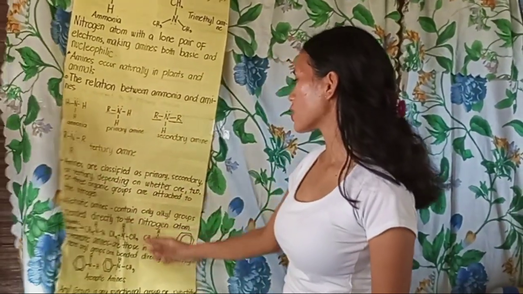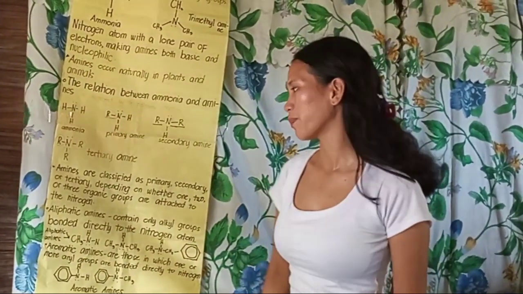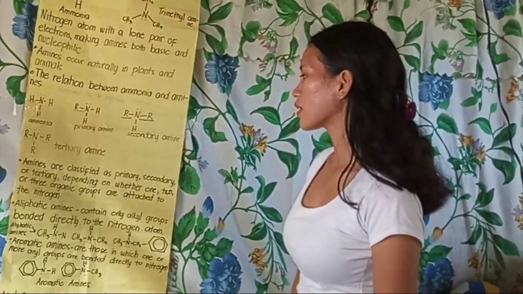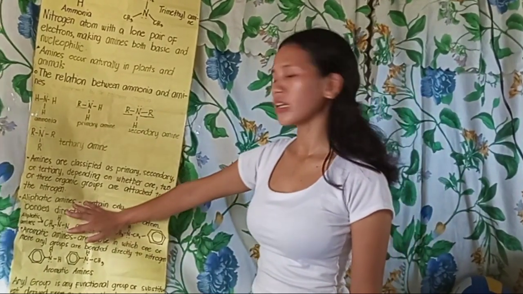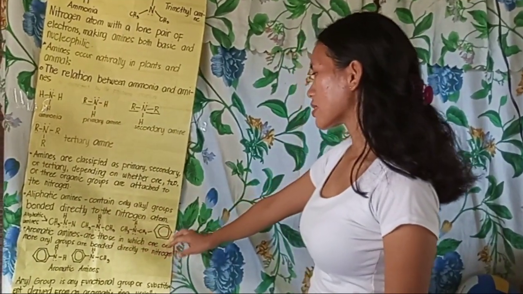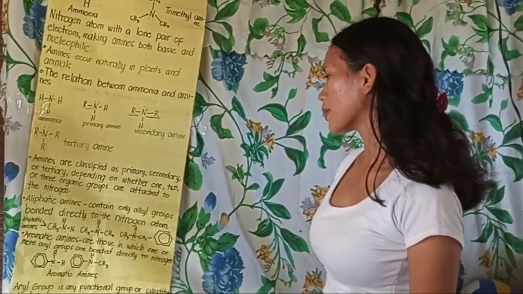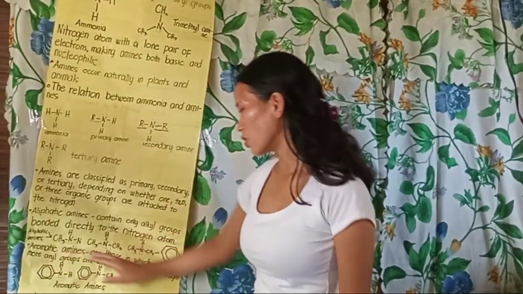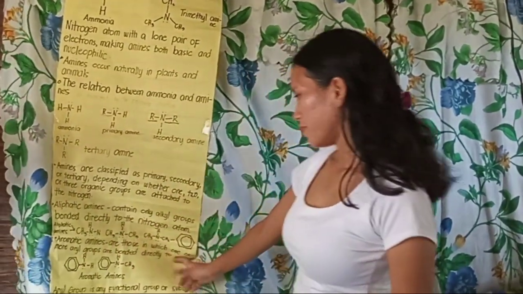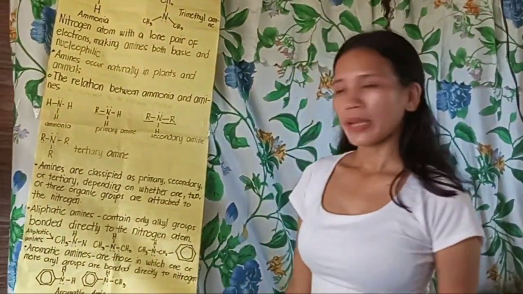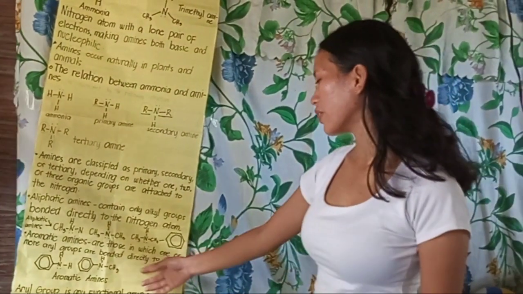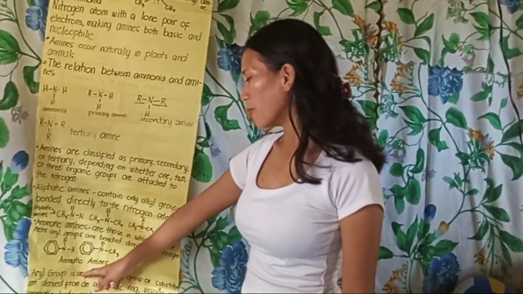Amines are classified as primary, secondary, or tertiary, depending on whether 1, 2, or 3 organic groups are attached to the nitrogen. Aliphatic amines contain only alkyl groups bonded directly to the nitrogen atom. These are the structures of aliphatic amines. Aromatic amines are those in which 1 or more aryl groups are bonded directly to the nitrogen. This is the structure of an aromatic amine.